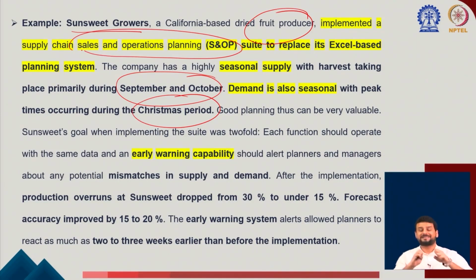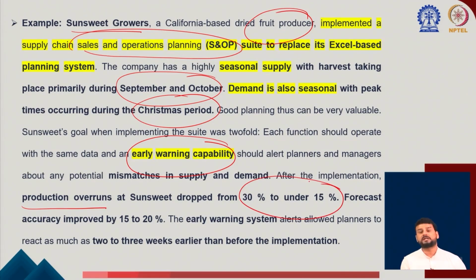So they are collaborating with the sales team, the marketing team, getting the exact quantity they need to process and supply in the market, and they are implementing early warning capability systems, right, which is, if there is any fluctuation in the market other than the routine seasonal demand, which may hike your demand or which may drop your demand, both ways, then they come up with this early warning capability kind of system. So you can see production overruns, they have reduced from 30% to 15%. That means earlier they were producing 30% more, now they are producing 15% more.